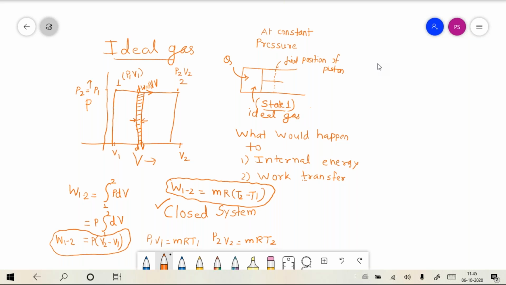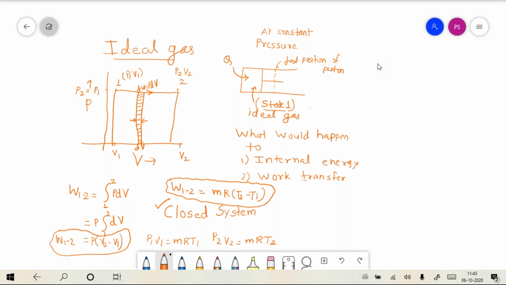That is, the work transfer is given by P into (V2 minus V1). This is the area of a rectangle on a pressure-volume diagram, that is, the area under the curve 1 to 2, which would represent the work transfer during a constant pressure process, if you are considering a closed system. What about the heat transfer now?